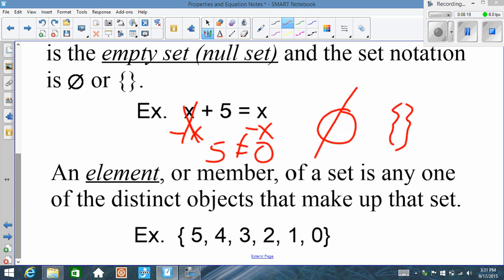An element or a member of a set is any one of the distinct objects that make up that set. For instance, if this was my set, there are 6 numbers in it. I could say one of the elements of this set is 5. Another element is 4. Those are all elements of the set. Sometimes, instead of single numbers, we might say it's the whole numbers. So what's an element of the whole numbers? You could say 0. Actually, these are some of the whole numbers anyway. So those are called elements.